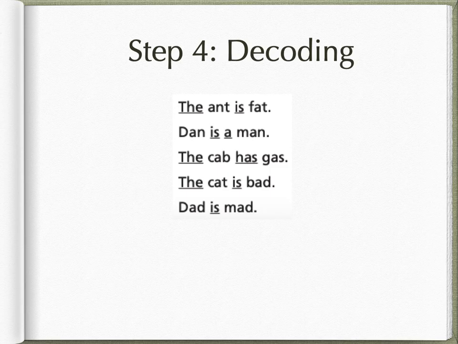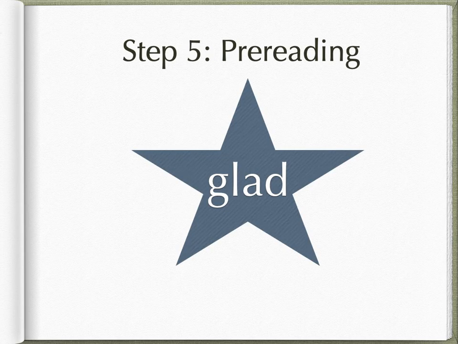The cat is bad. The cat is bad. Your turn. Dad is mad. Dad is mad. Your turn. Great job reading those sentences. We're on to step 5.